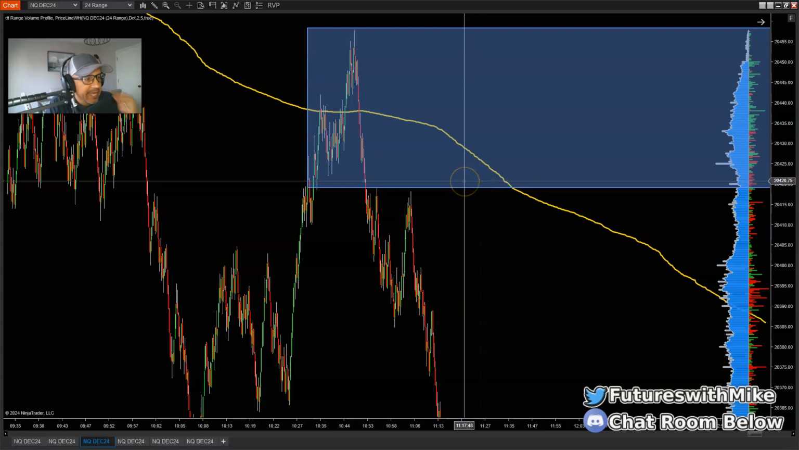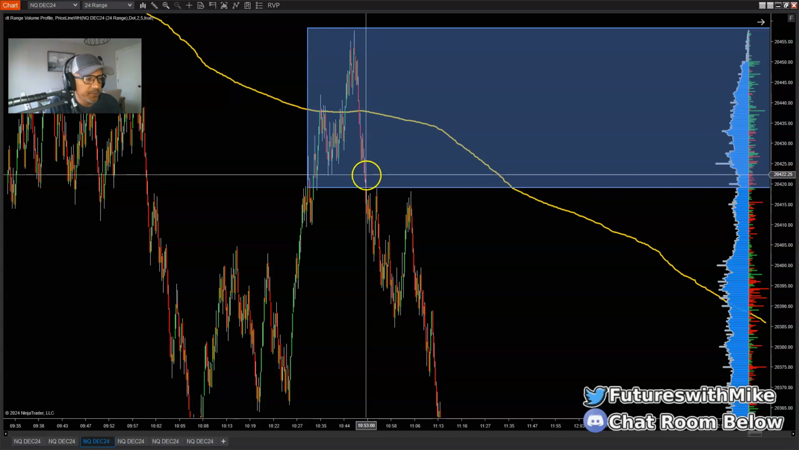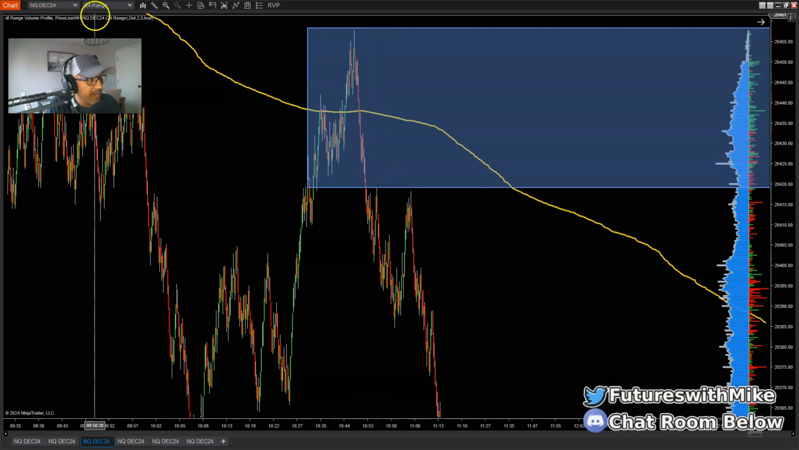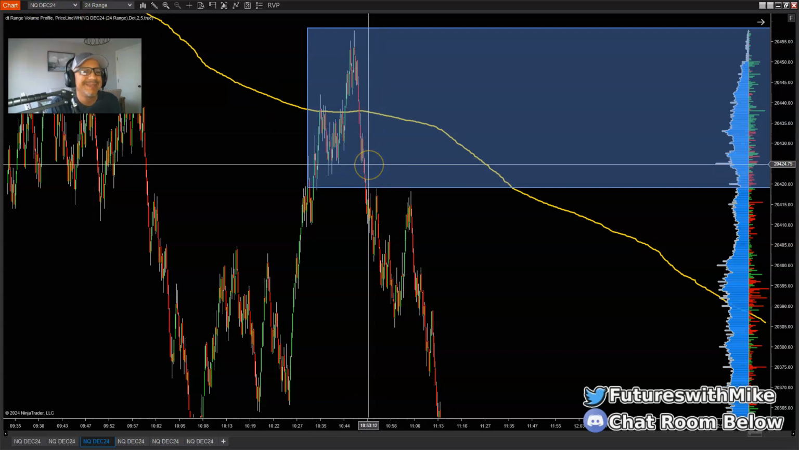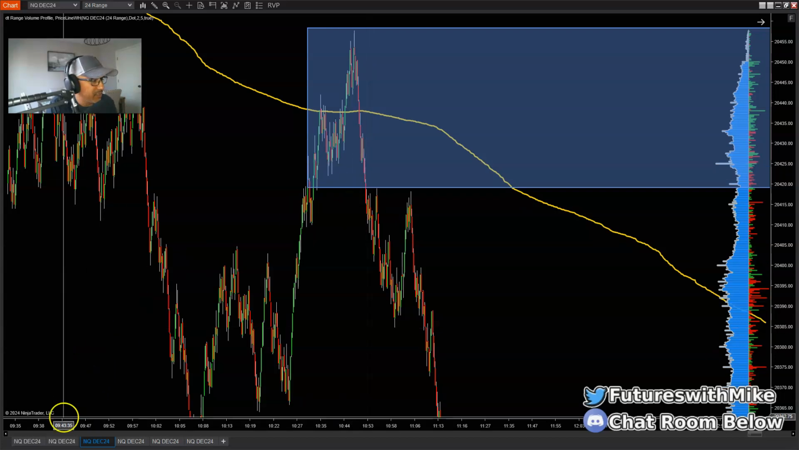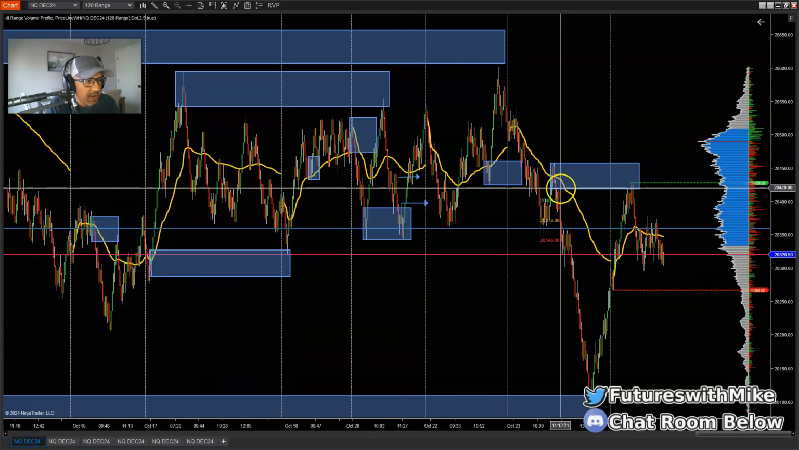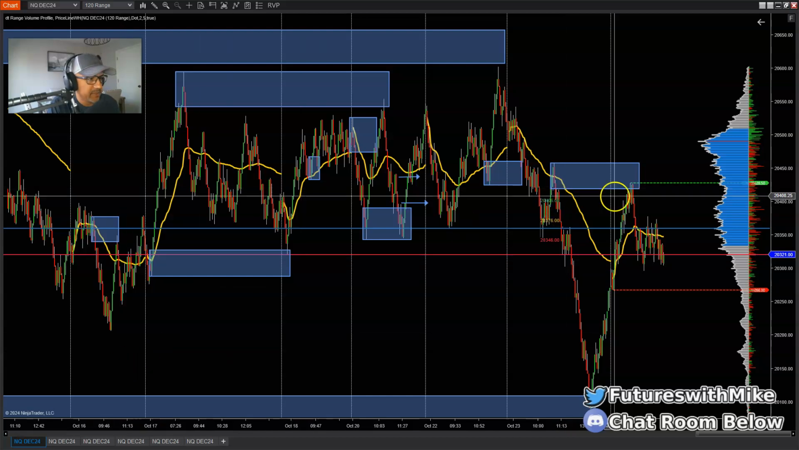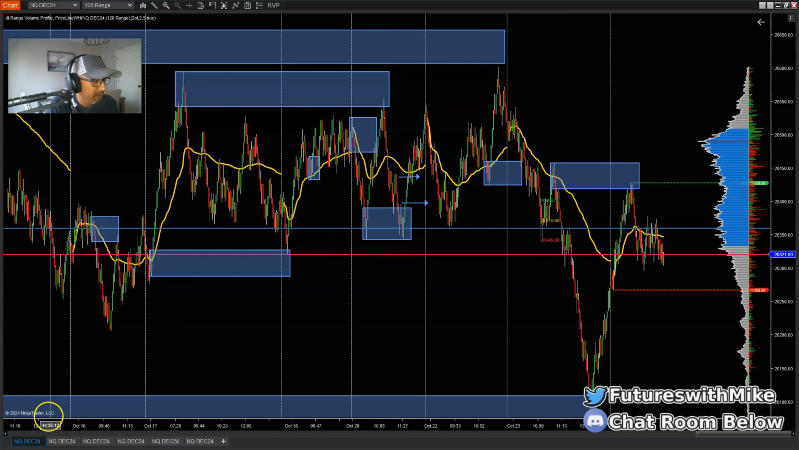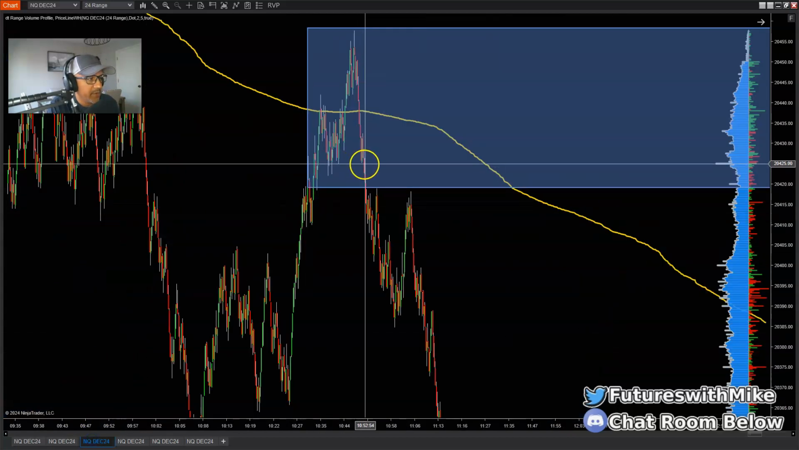The market, even though it tapped into a lower probability zone on the 24 range chart, this is low probability, but on the higher base chart, we've tapped into a major high probability zone where there's a gap. There's a gap here, that's what makes it high probability, versus the one being here where there is no gap.